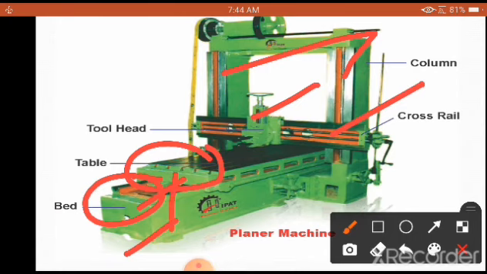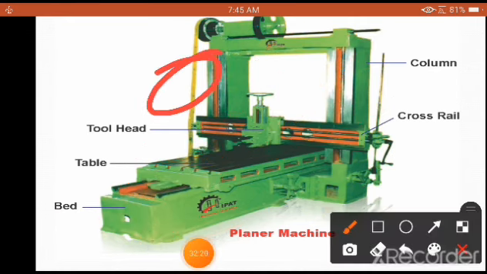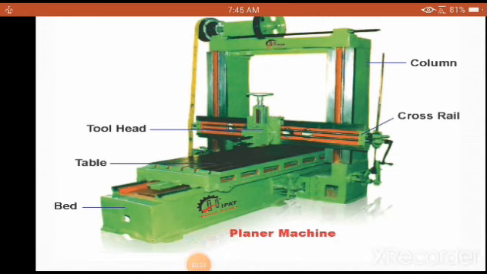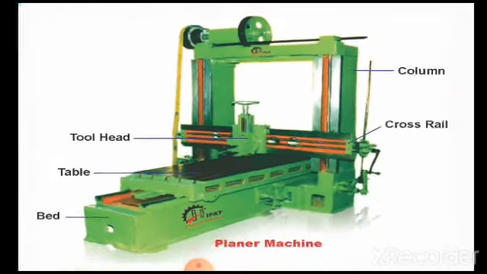And as we are going to see, these are called the slots which are provided on the table, and the tool head can be made to move in this way also and in this way also. That is the main plus point. And also you are going to see the mechanism for driving the work table of a planer. This is how the planer looks like.